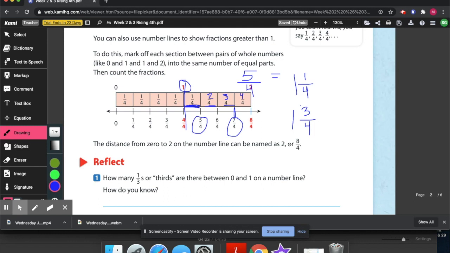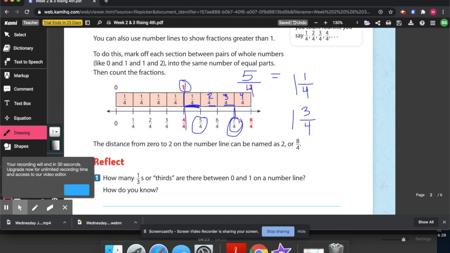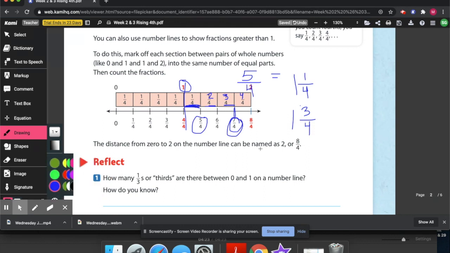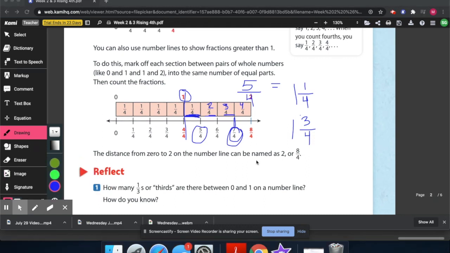Now that's really breaking it down. For now, it is okay to have your numerator larger than your denominator because we're practicing. So now we can see that even though our numerator may be larger than our denominator, there's a whole in there. Before I go on to the last part, I want to point out 8/4, okay?